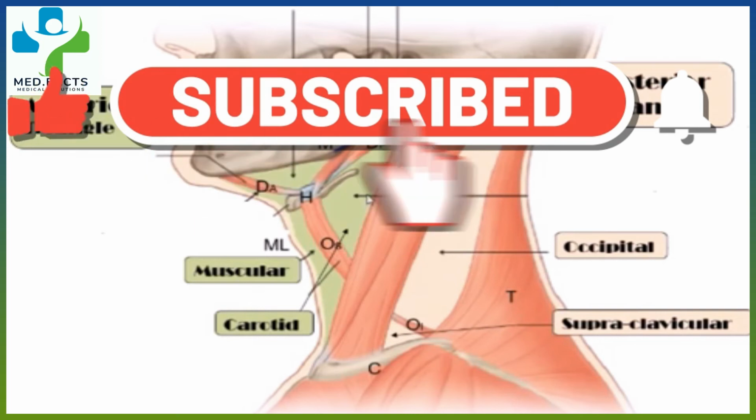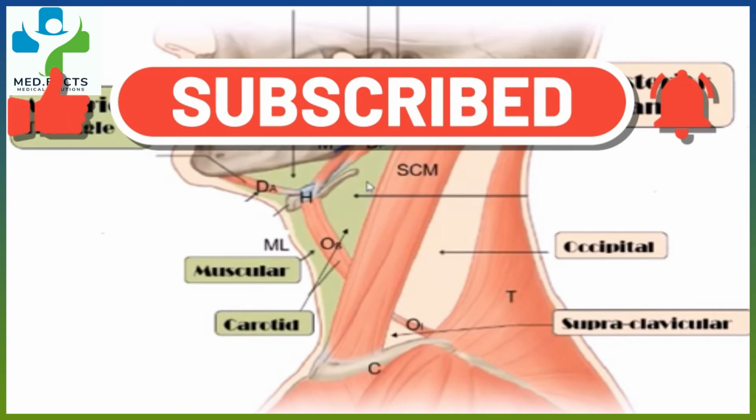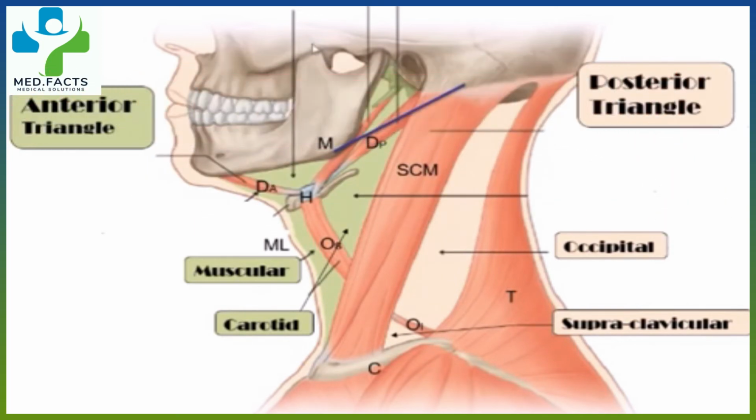The two terminal branches, the external and internal carotid. The external carotid will be supplying the face, the head and neck and the scalp, and the internal carotid artery is one of the two main arteries which supply the brain. It goes deep inside, it doesn't give any branches here, and supplies the brain. So this is the most important. This is the carotid sheath and the carotid artery and its terminal branches.